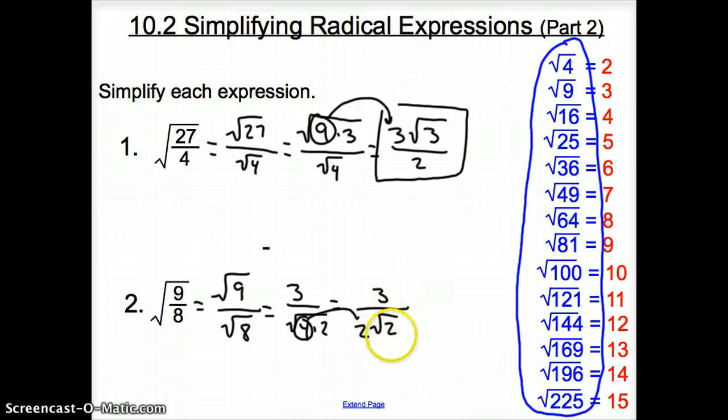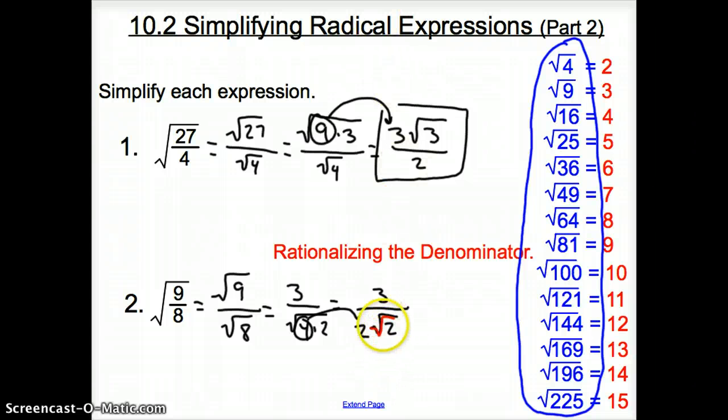Now, the tricky part here though is, look at this square root on the bottom. We cannot have, and I repeat, we cannot have a square root on the bottom of the fraction. So what do we have to do? We have to do what is called rationalizing the denominator. We have to take whatever is in the square root. So since the square root of 2 is on the bottom, I'm going to take it times the square root of 2 on the bottom, and I'm going to take it times the square root of 2 on top, because we cannot have a square root in the bottom of a fraction.